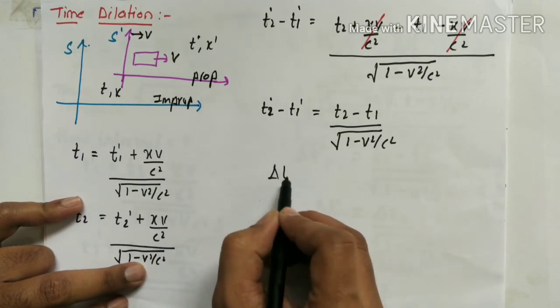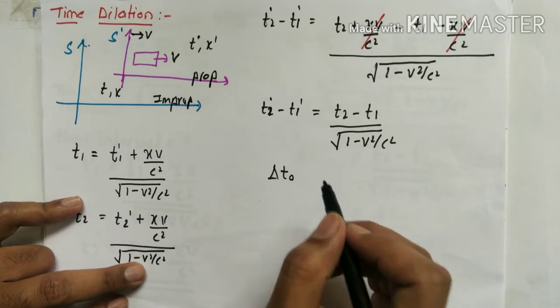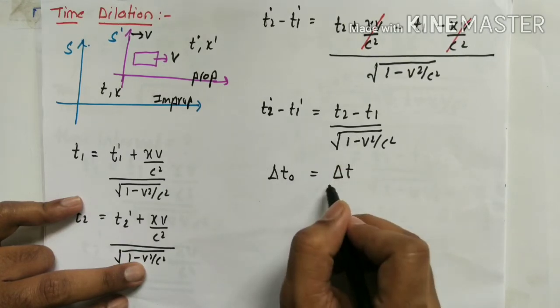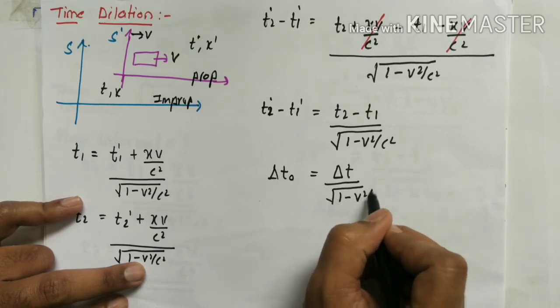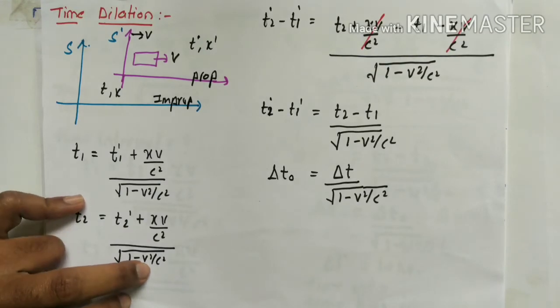So let us call this delta t0. The 0 indicates these are in the proper frame of reference, which will be equal to delta t divided by root of 1 minus v square divided by c square.